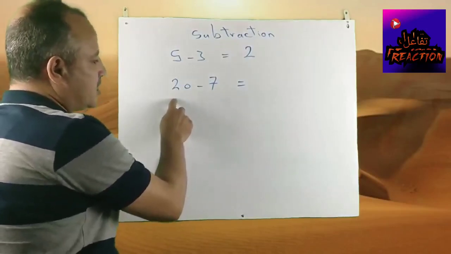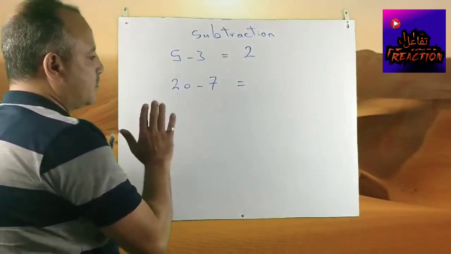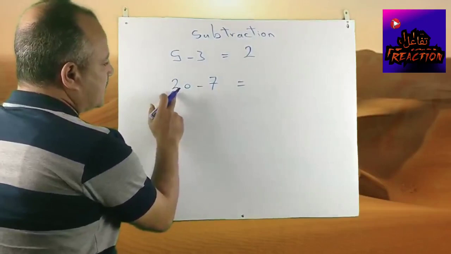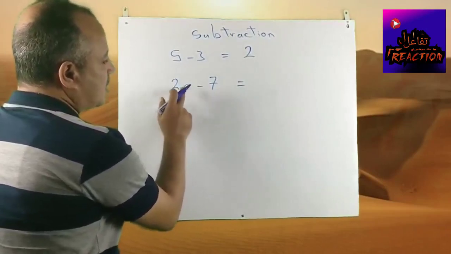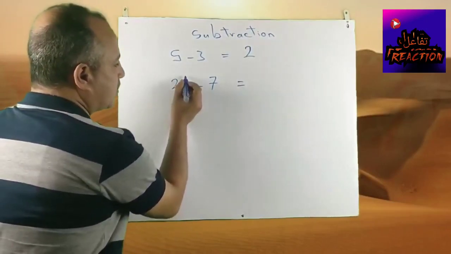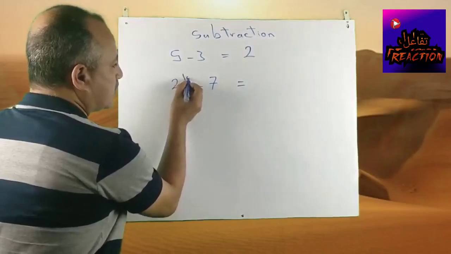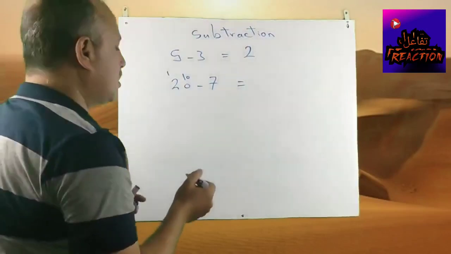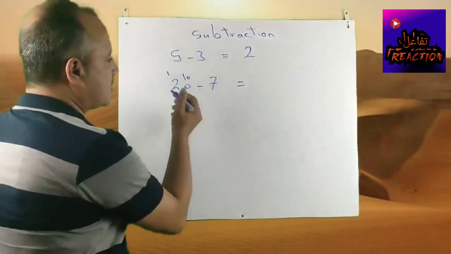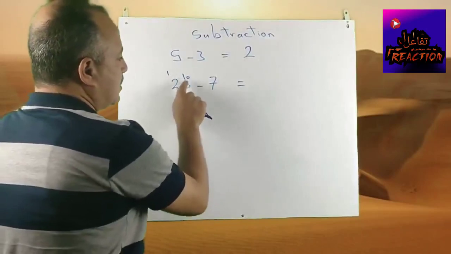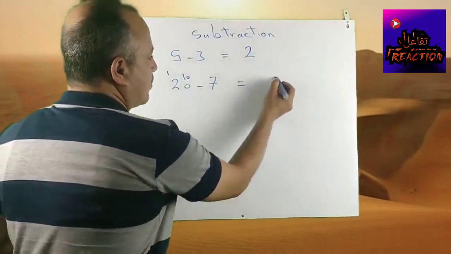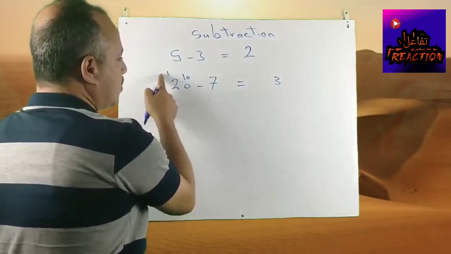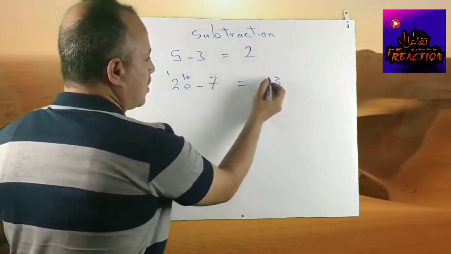The one digit here in tens equals 10. So this 0 will borrow not only 1, it will borrow 10 from this 2, and this 2 will become 1. I will explain it with more examples. This is our first example. So 10 minus 7 equals 3, and this 2 becomes 1. 1 minus 0 equals 1.